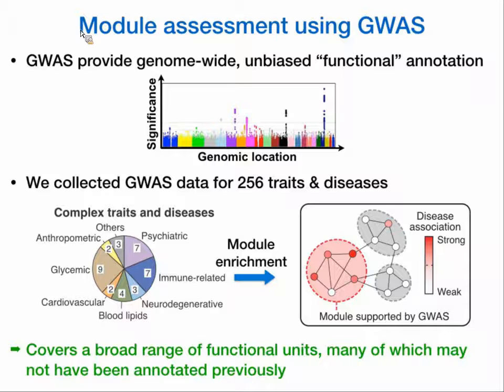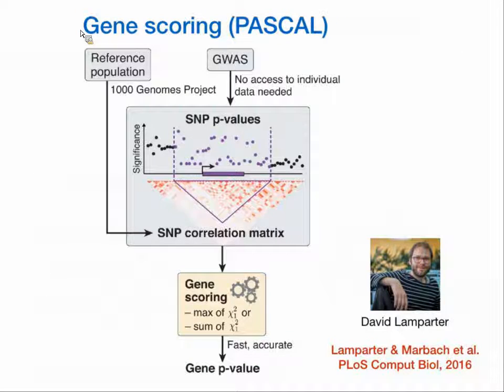So this covers a lot of pathways or functional units, many of which may not have been annotated previously, because they may be from brain tissues or so that are not often studied. And so the idea is we have our modules and now we test them for enrichment in the GWAS data. You have here a module that's enriched because it has many trait-associated genes. And this can be done with the Pascal tool.